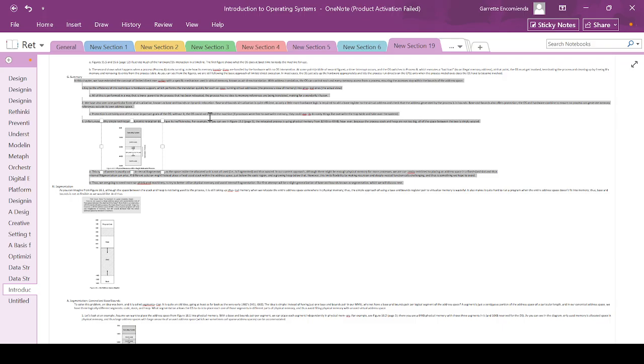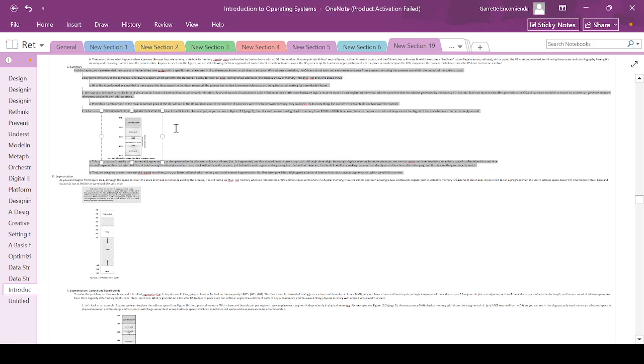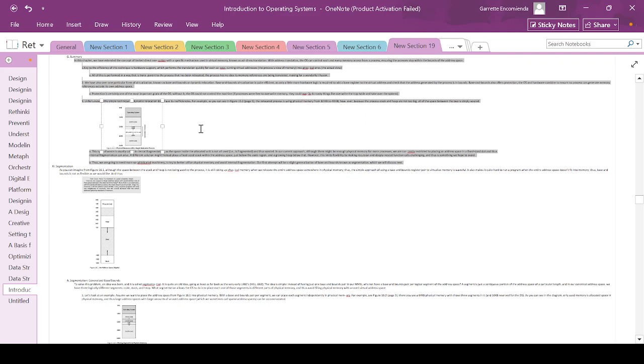Base and bounds also offers protection. The OS and hardware combine to ensure no process can generate memory references outside its own address space. So the if-else of the hardware and the handler of the OS work together to make sure that the process doesn't access beyond its bounds. Protection is certainly one of the most important goals of the OS. Without it, the OS could not control the machine.